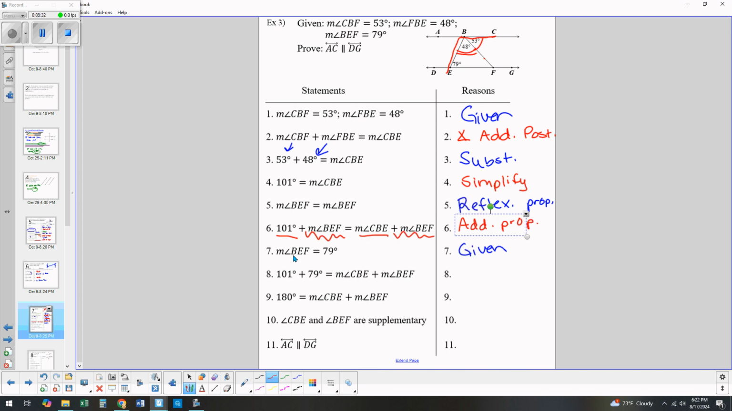And then we had our given that the measure of angle BEF is 79. And now step 8 looks a lot like 6. I still have the 101. I still have angle CBE. I still have angle BEF. But now this angle BEF has turned into a 79 degrees because they were equal. So this is going to be another substitution. And much like happened in step 4, we went from 2 numbers being over here to just 1 because they were combined. So that is simplify.